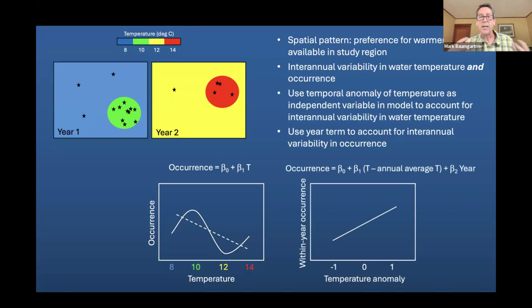And when you do that, you get the correct spatial pattern after you've accounted for interannual variability in temperature and interannual variability in occurrence. And that equation that I just wrote up there is how you would formulate this model using a logistic regression, Poisson regression, whatever you want. But a good way to think about this is: occurrence minus your annual average occurrence value is related to temperature minus its annual average temperature.